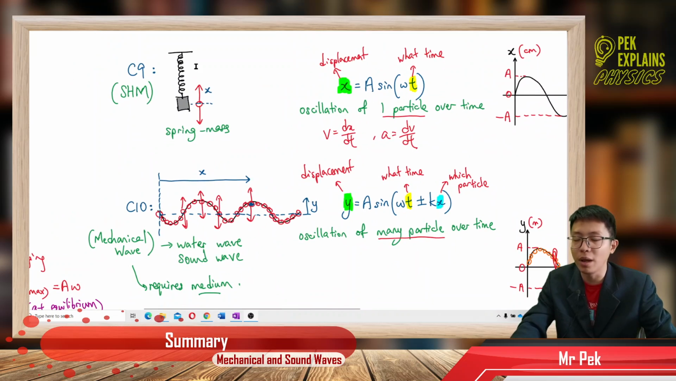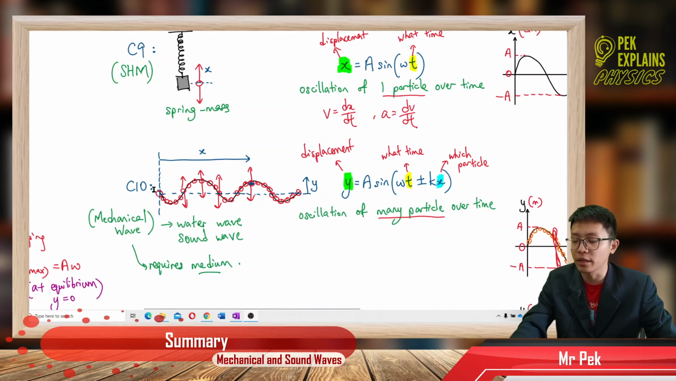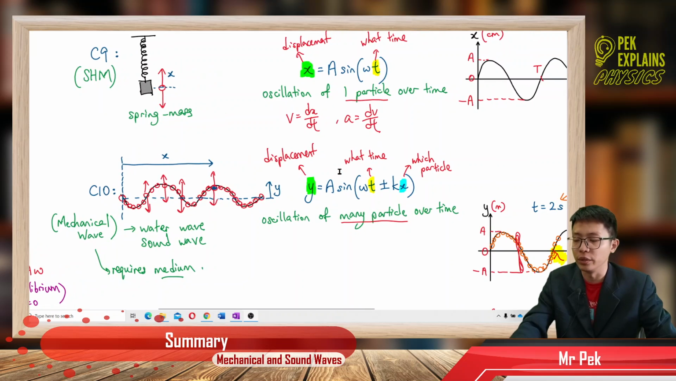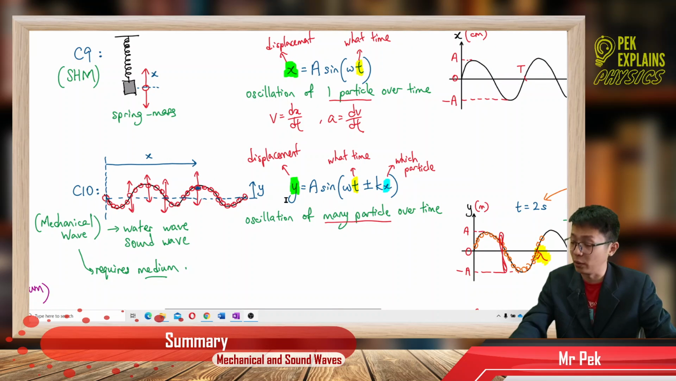Not just the oscillation of one particle like the block. This time we are talking about the oscillation of many particles of the medium that transfer the energy. We can consider this like the water surface. The water surface has many water particles. All of them oscillate up and down in order to transfer the wave to the right. So we use the equation y equals a sine omega t plus or minus kx to represent the oscillation of many particles over time.